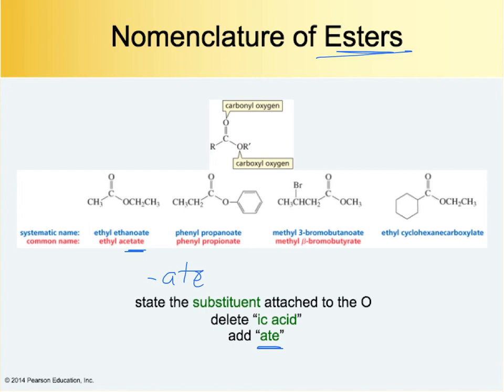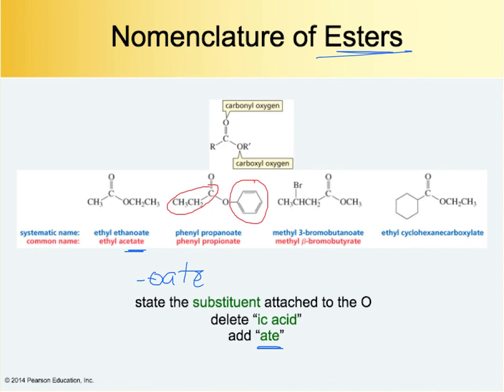So the ate here, we have a phenyl off the oxygen, and we have a 3-carbon piece, right? So we end up with the phenyl part off the oxygen first, then propane 1, 2, 3, oate, right? So propanoate. So it's actually an O here in front. That's how we name it.